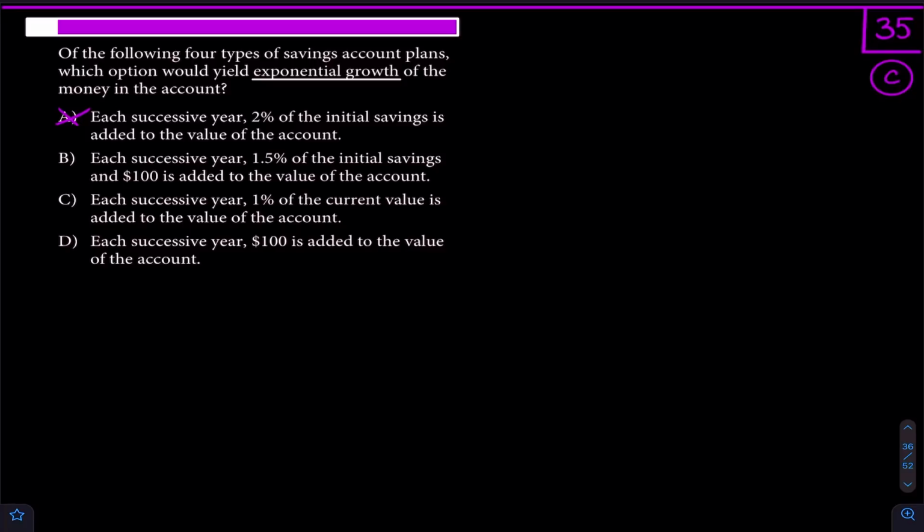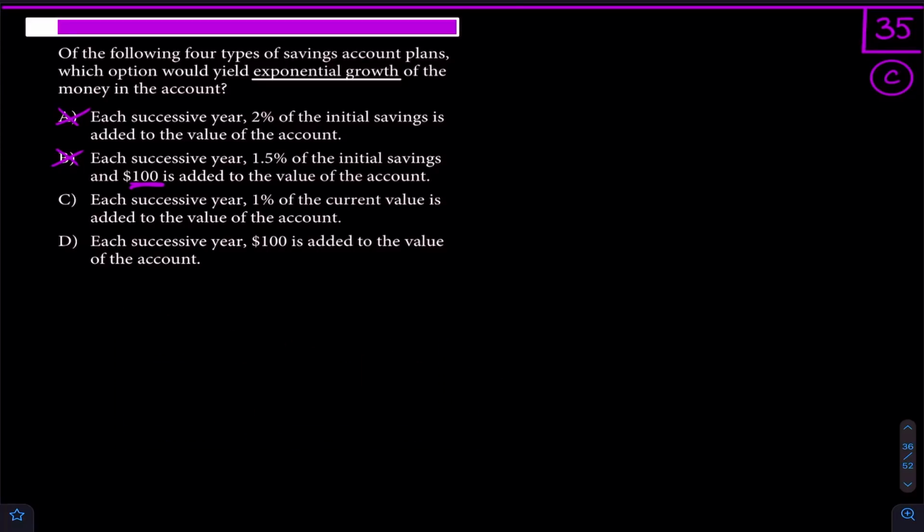Choice B says each successive year, 1.5% of the initial savings and $100 is added to the value of the account. Again, no, we're not talking about a percentage of the initial savings here. Because if we throw in $100, let's say that we make 2% of the initial amount every year. Well, 2% of 100 is 2. And so that means that every year we'd be making $2. And the amount that we make won't increase. It's just going to be $2 every single time. And even if we add in an extra 100, then we'd be increasing by 102 every year. It's still the same exact amount.